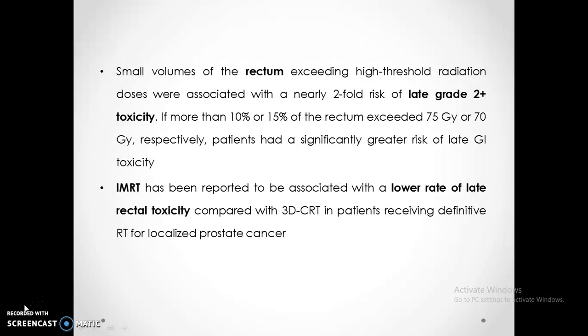Small volumes of the rectum exceeding high threshold radiation doses were associated with a nearly twofold risk of late grade 2 plus toxicity. If more than 10% or 15% of the rectum exceeded 75 gray or 70 gray, respectively, patients had a significantly greater risk of late GI toxicity. IMRT has been reported to be associated with a lower rate of late rectal toxicity compared with 3DCRT.